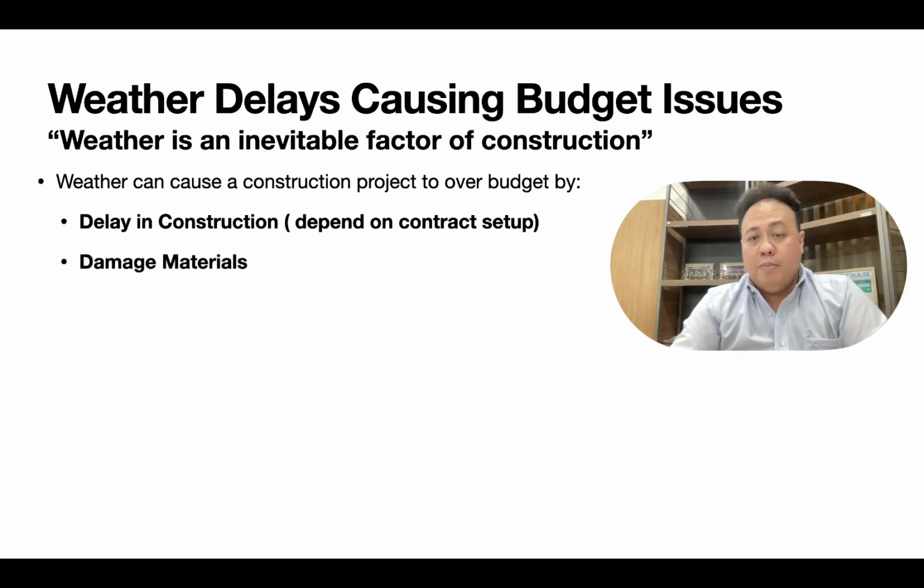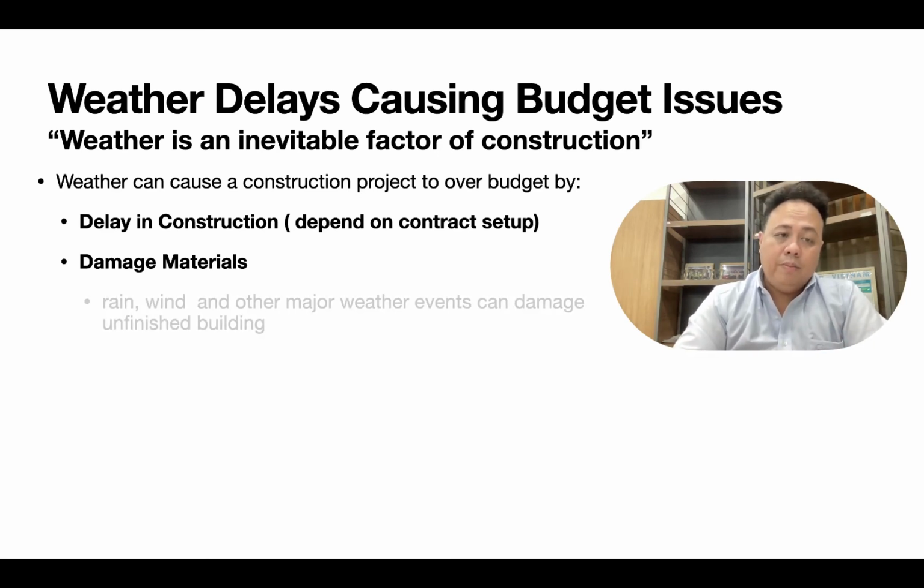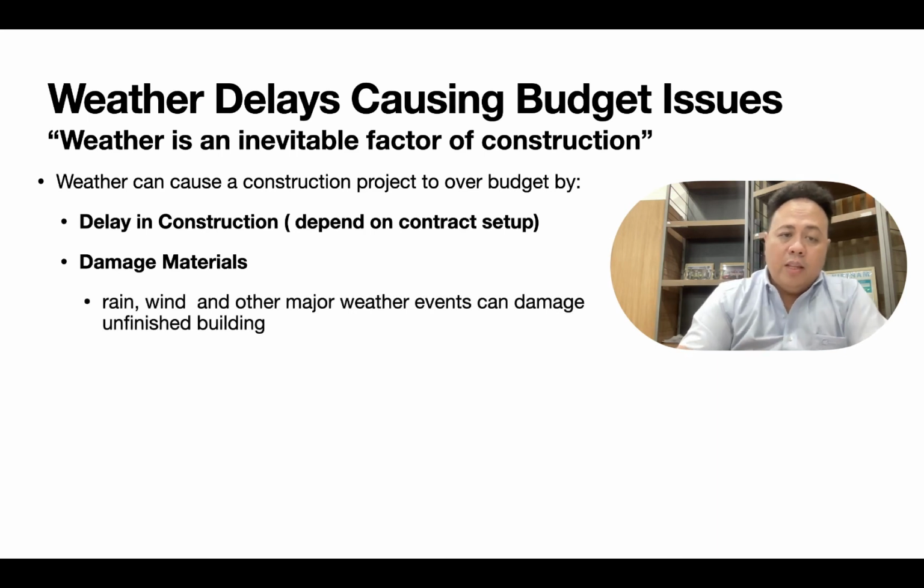Damaged material. When there's a weather problem, strong rain, typhoon, winter, earthquake, of course there will be damage of material, and when there's damage of material, you have to buy the materials again. Rain, wind, and major weather events can damage unfinished buildings.